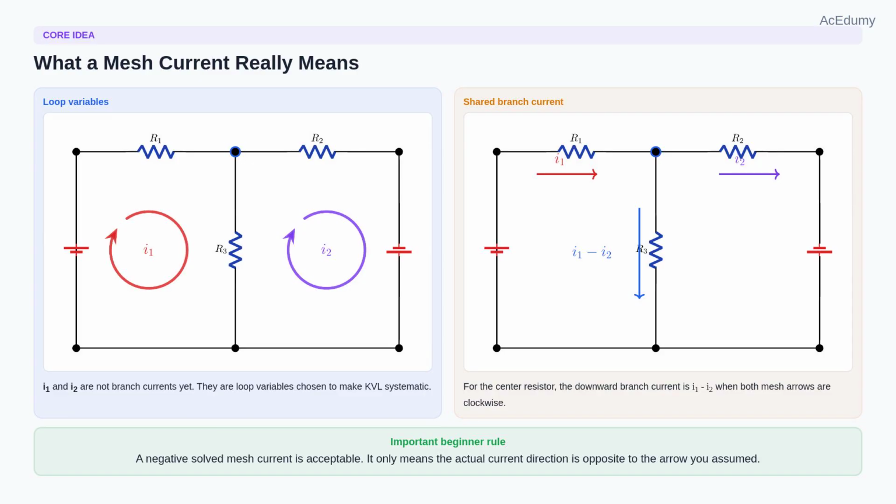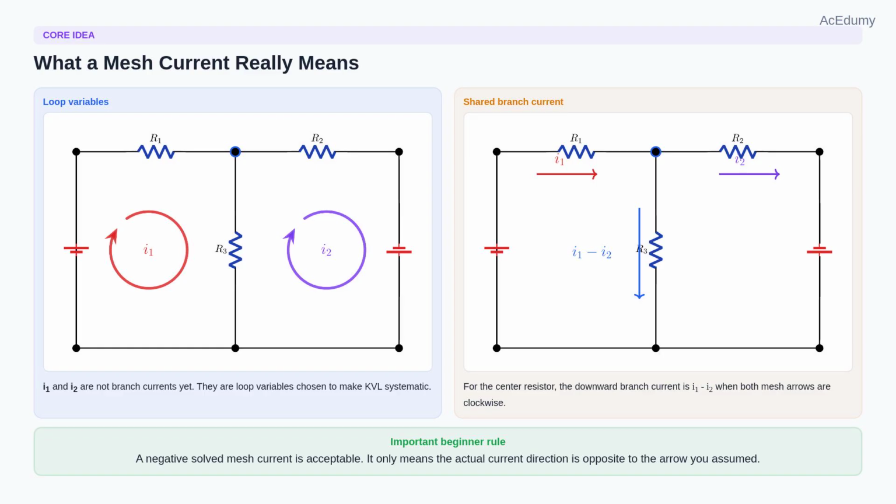In the left picture, I1 and I2 are not branch currents yet. They are imaginary loop variables that circulate around the two meshes. In the right picture, the actual resistor currents appear. For the shared center resistor, the downward branch current is I1 minus I2 if both mesh arrows are chosen clockwise.